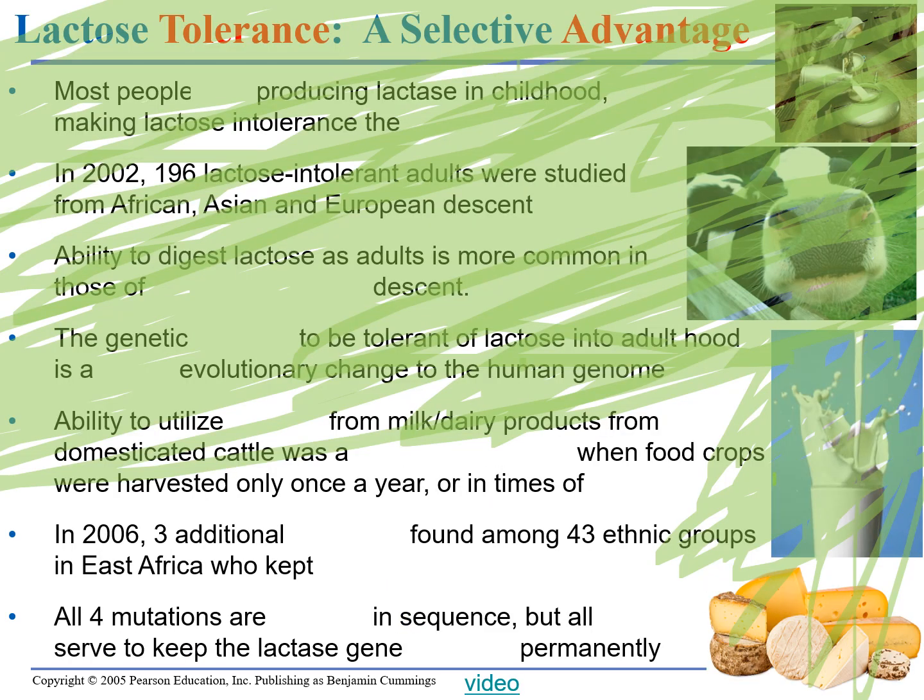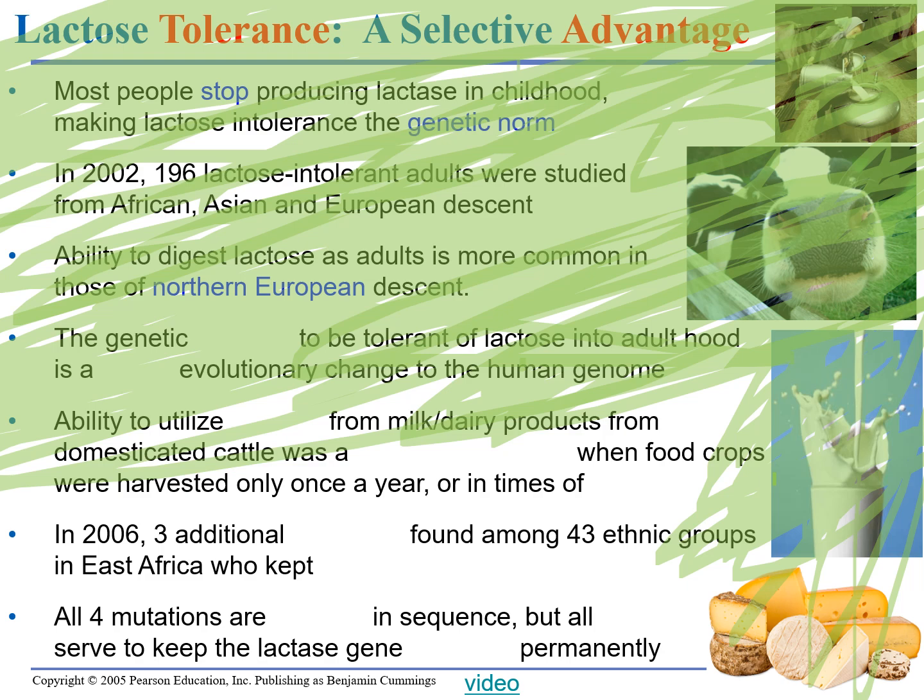Lactose tolerance is a selective advantage. Most people stop producing lactase in childhood, making lactose intolerance a genetic norm. In 2002, 196 lactose-intolerant adults were studied from African, Asian, and European descent. The ability to digest lactose as adults is more common in those of Northern European descent. The genetic variation to be tolerant of lactose into adulthood is a recent evolutionary change to the human genome.